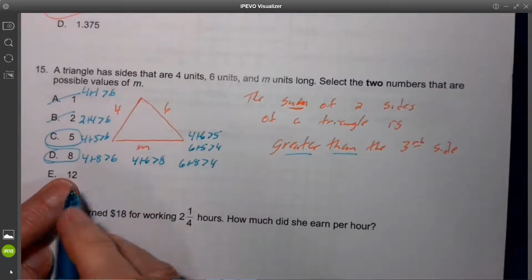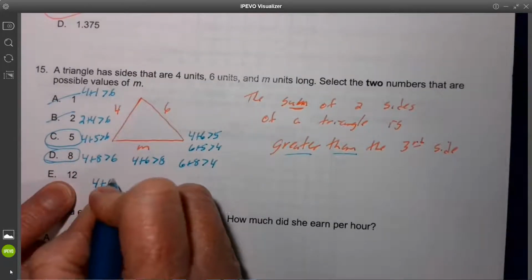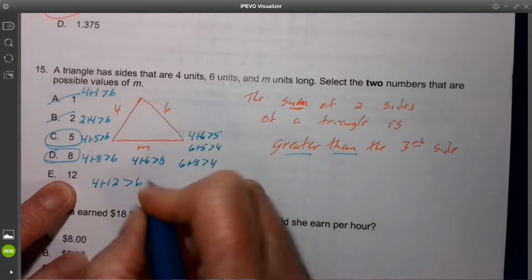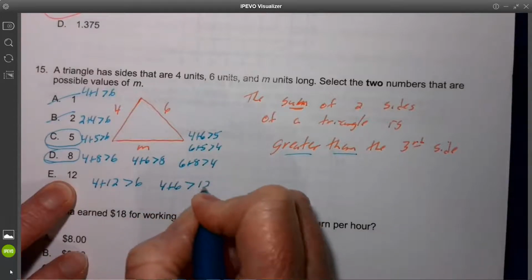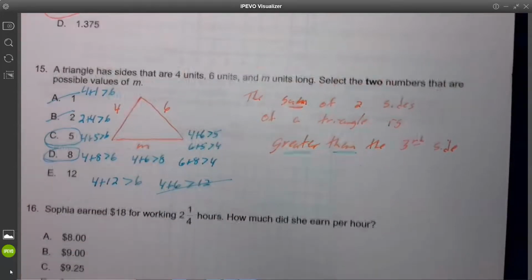Some of you might be going, but doesn't 12, well, at first it does. 4 plus 12 is greater than 6. But is 4 plus 6 greater than 12? Nope, that's the reason it doesn't work.